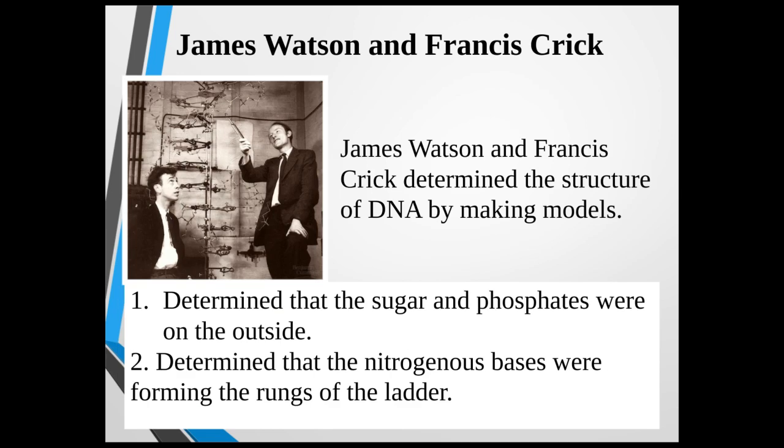So now we come to James Watson and Francis Crick. James Watson and Francis Crick determined the structure of DNA by making models. They were able to determine that the sugar and phosphates were on the outside and also that the bases formed the rungs of the ladder. When we say ladder, we mean that if we took the DNA helix and we untwisted it and flattened it, it would look like a ladder.